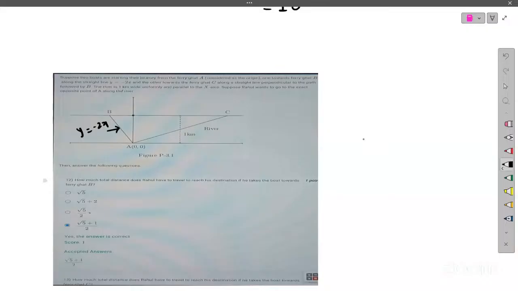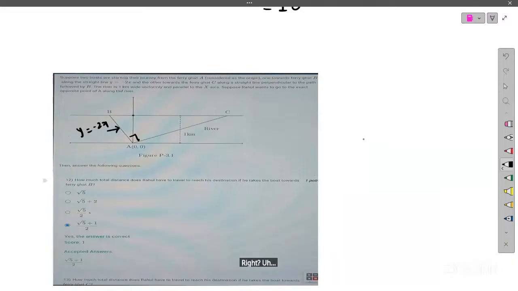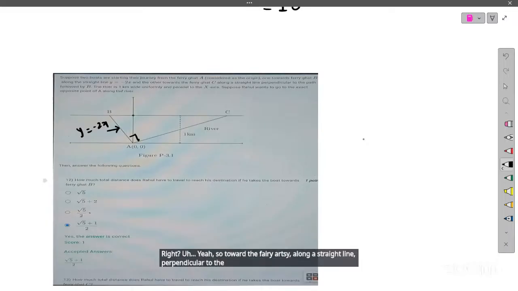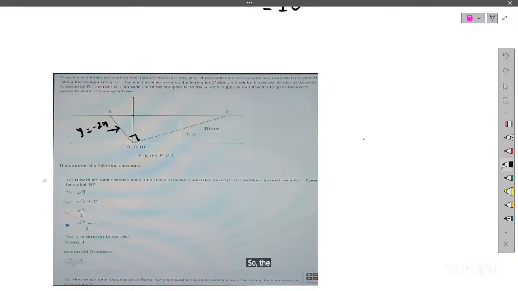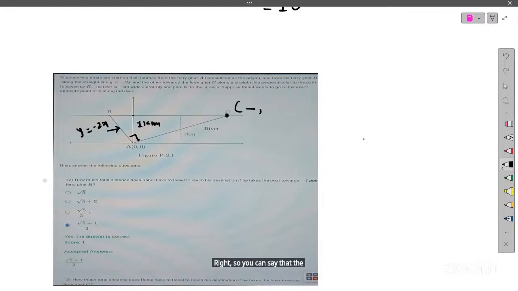What does this mean? Okay, so along the straight line perpendicular to the path, that means this angle is 90 degrees, right? Yes, ma'am. So toward the ferry ghat C along a straight line perpendicular to the path followed by B. The river is 1 kilometer wide uniformly, so this distance is 1 kilometer. Right, so you can say that the y coordinate of point C is 1. The river is 1 kilometer wide uniformly and parallel to the x-axis.